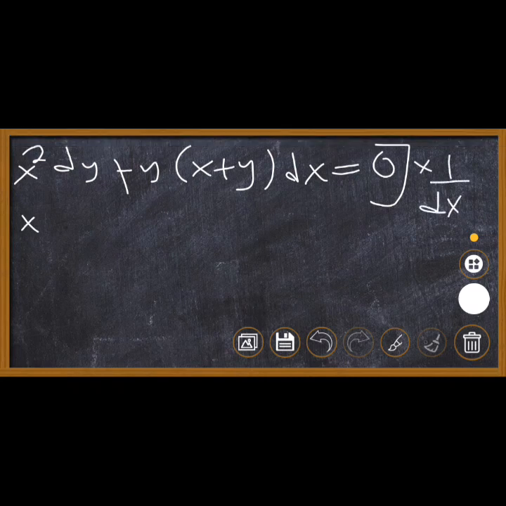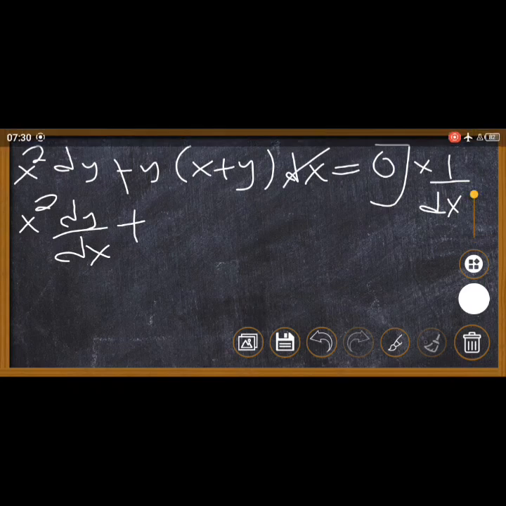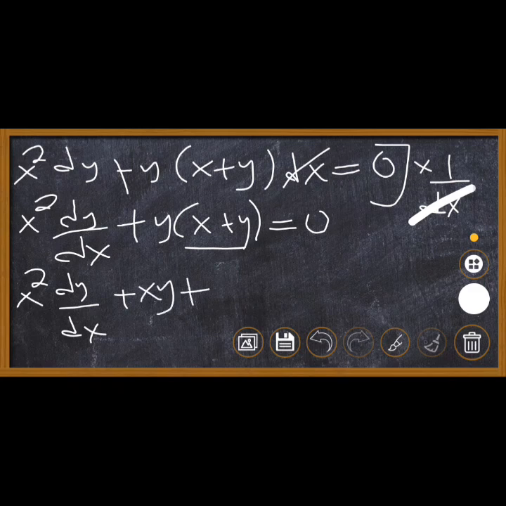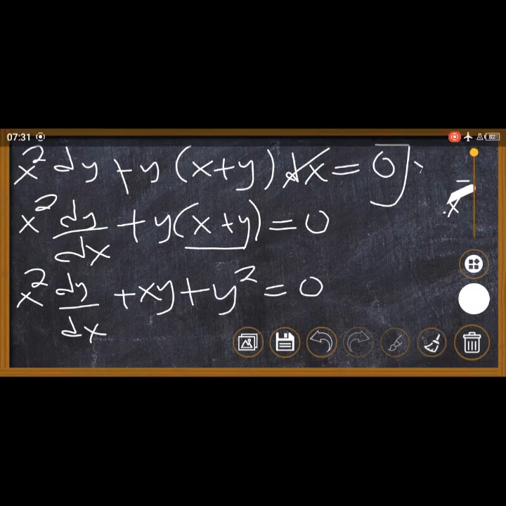So we are going to have x squared dy over dx, plus this dx and this dx here will cancel. So we are going to have y times x plus y equal to, of course, dx into 0, which is simply 0. Again here we can simplify further. Let's first multiply this y into this expression. So we are going to have x squared dy over dx added to, what is y multiplied by x? Of course, it's just xy. Then y multiplied by y is y squared equal to 0. So let me wrap the top part here.